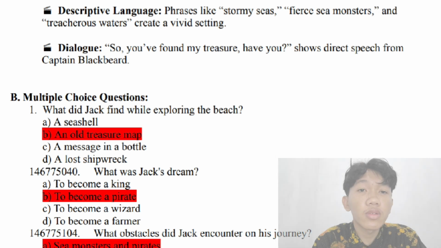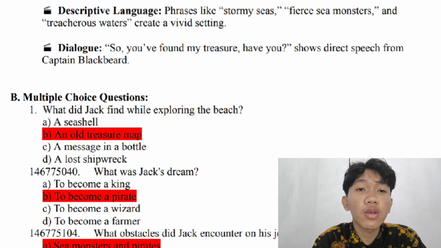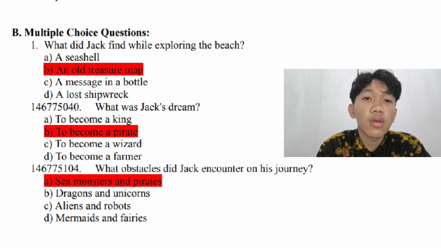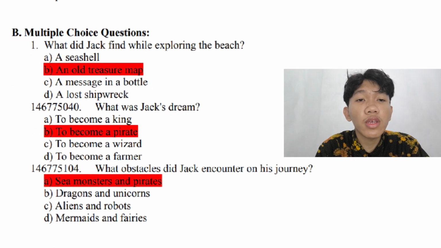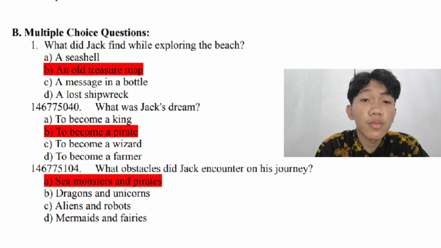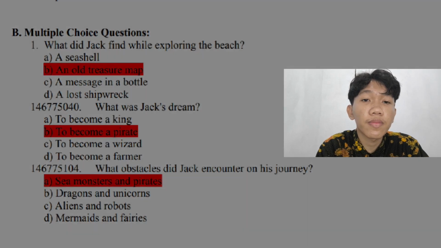The multiple choice question. 1. What did Jack find while exploring the beach? The answer is an old treasure. And then, what obstacle did Jack encounter on his journey? The answer is sea monster and pirates.